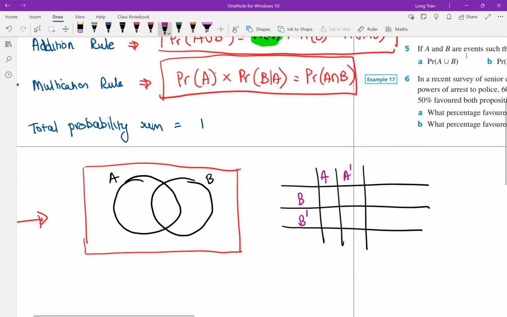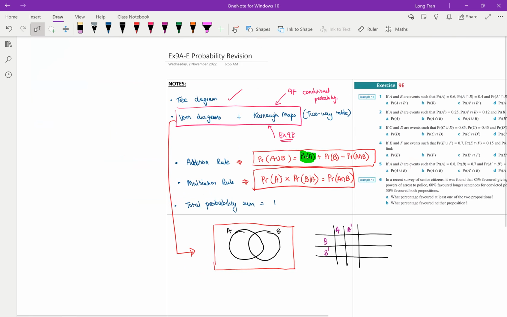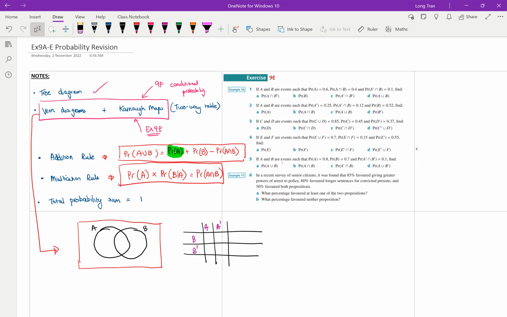Not. Complement. So if A was the numbers rolling a dice, getting the even numbers, then A dash means not getting even numbers, which means you get odds. If you're confused with the notation, that's 9A, so you'll be going back to 9A. I'm zooming through 9A to 9E. That's all the skills that you should know from 9A to 9E.